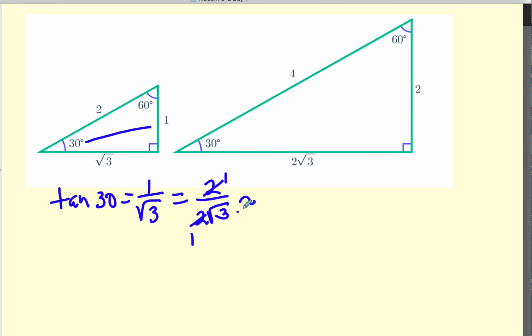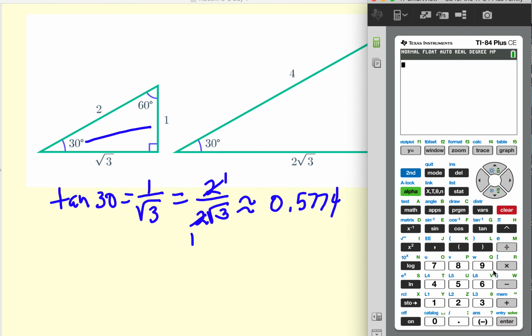Let me get a decimal version here, and the decimal version is 0.5774 if I round to 4 decimal places. I looked at my calculator. Let's go to our calculator, and let me show you how to use your calculator to get this decimal too. So you're going to press the tangent and then press 30, and we are going to get that number, 0.5774, right here.